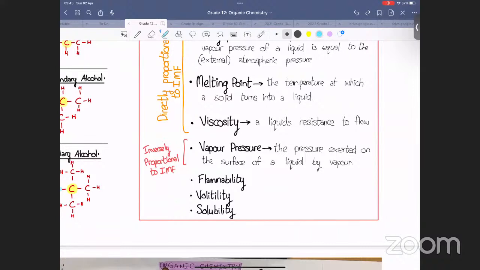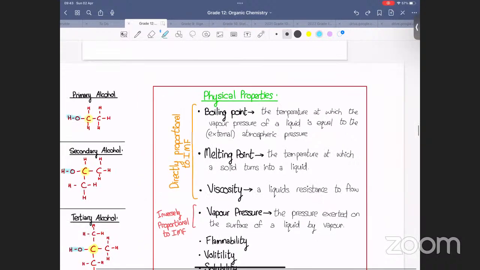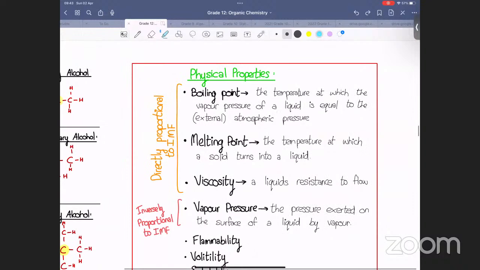The first three are directly proportional to the intermolecular forces. What does that mean? As intermolecular forces increase, these properties would increase as well: melting point, boiling point, and viscosity.